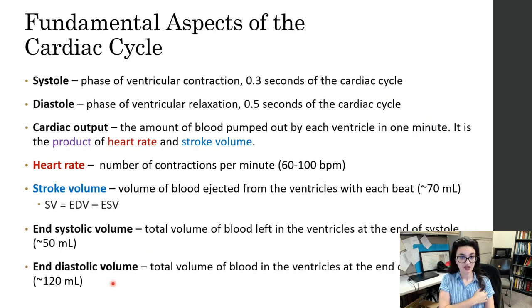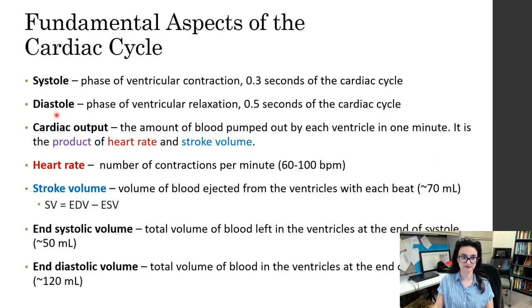Okay. All right. So again, systole, what is it? Ventricular contraction. The atria are already filled. The blood is ready to be ejected to the rest of the body. So that is systole. Diastole is when they are filling, right?